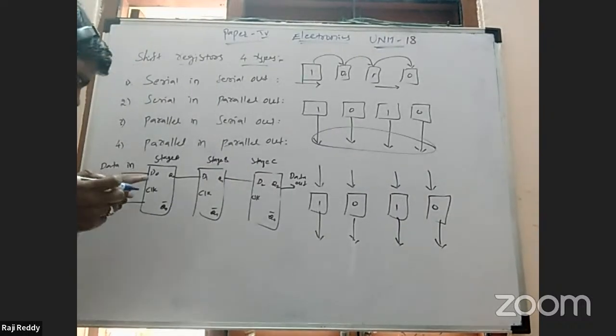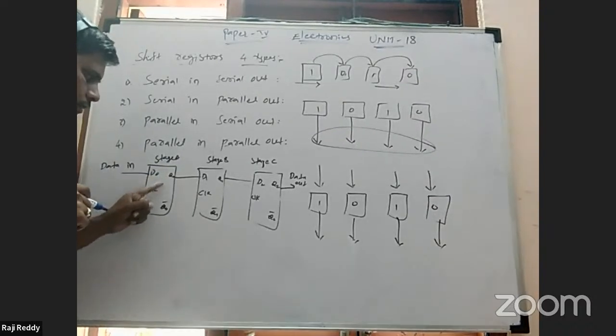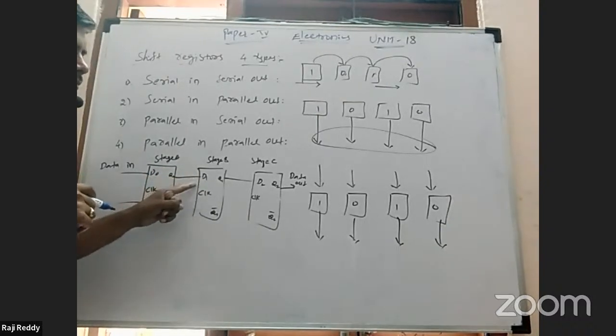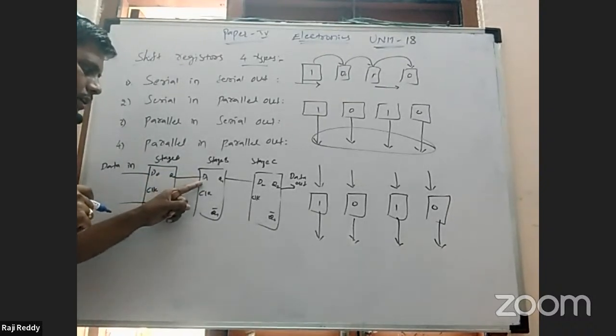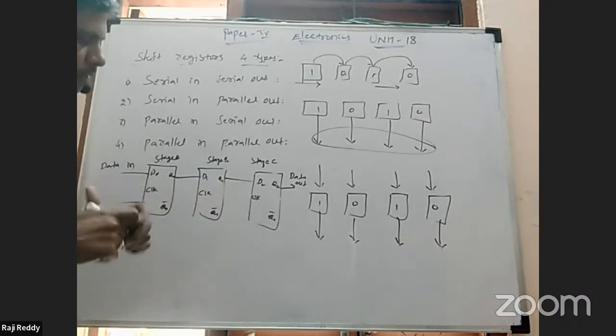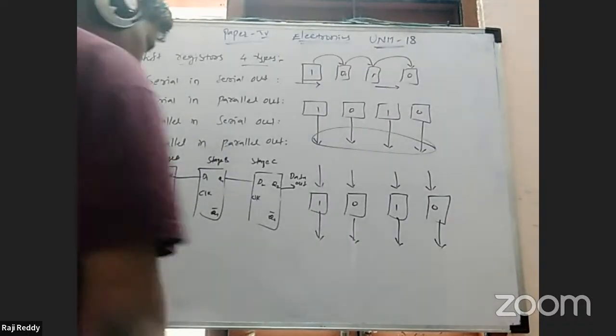Whatever input is given goes to Q0, the first flip flop output. That Q0 is connected to the second flip flop input. This D1, the second flip flop output, is Q1. That Q1 is connected to the next flip flop input. It continues sequentially, one bit out.